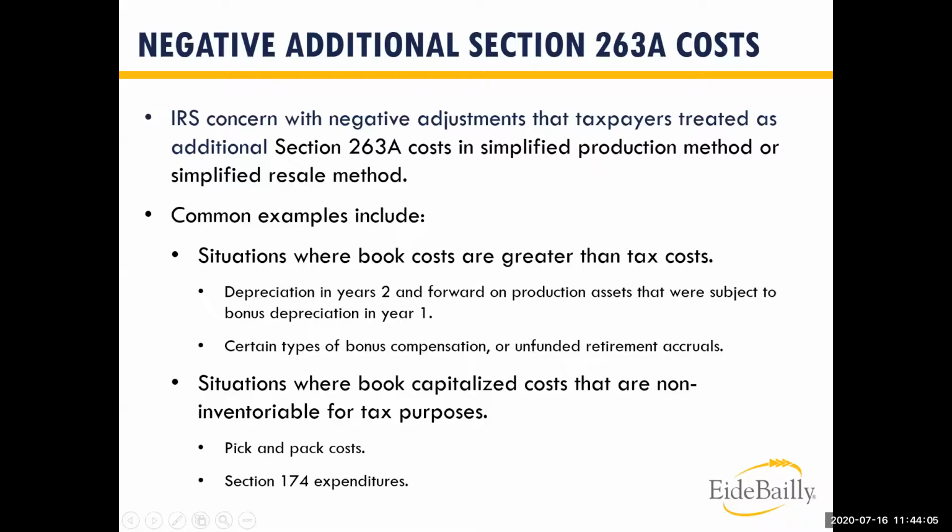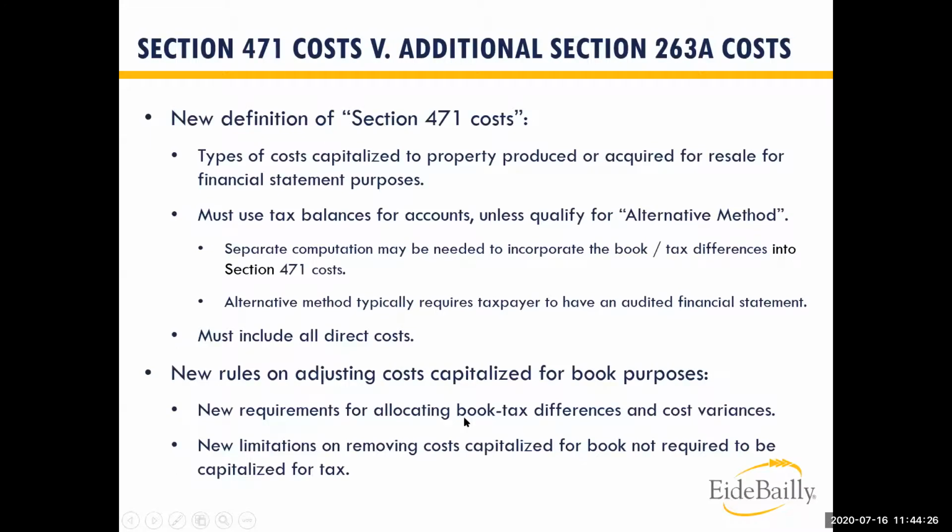Taxpayers might have tried to, again, treat a portion of that qualified pick and pack as a negative additional 263A cost. We also see it often with Section 174 expenditures that are capitalized for book purposes but not required to be capitalized for tax. And as I said earlier, though, these regulations really went so much further than just treating those negative costs.